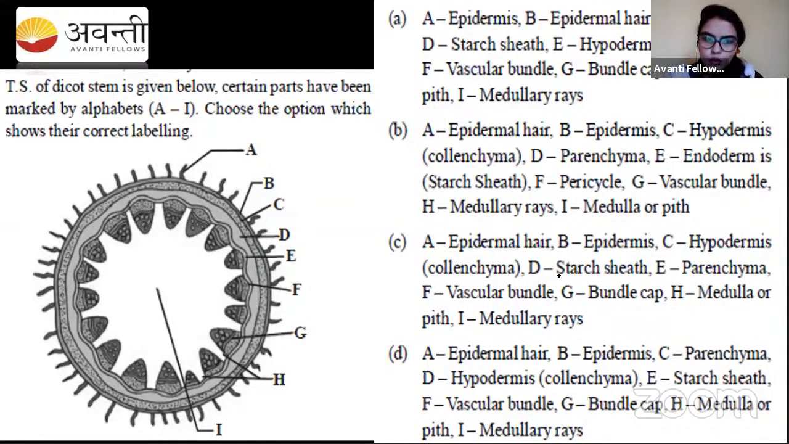So result is somewhat like this. Okay, so most of you have chosen option B, that is 79. Okay, nearly 80% people have chosen option B, and other options also some people have chosen. Okay, so let's understand which is the correct answer for this question. Okay, let me stop sharing this.